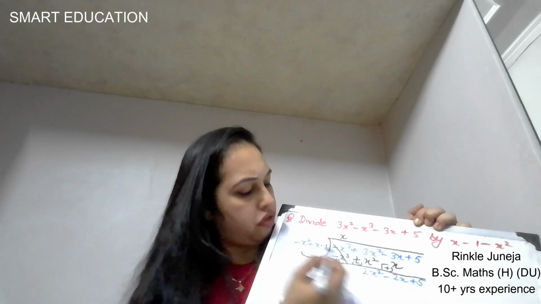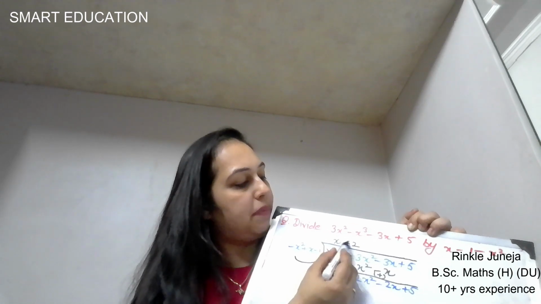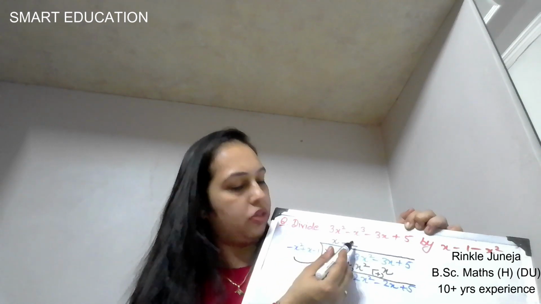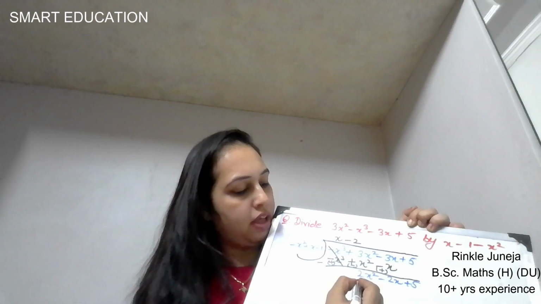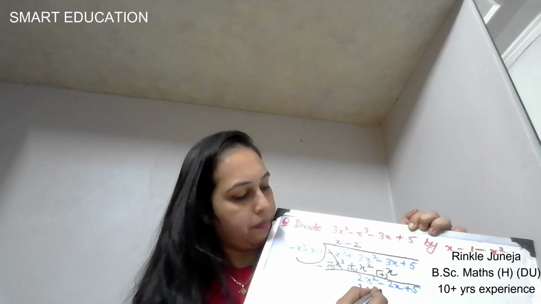Now we need to see what we should multiply with minus x square to get 2x square. Yes, we need to multiply with minus 2, क्योंकि यहाँ पे प्लस है तो हम ऊपर माइनस से मल्टीप्लाई करेंगे और यहाँ पे 2 है x स्क्वायर के साथ तो हम 2 से करेंगे. So minus 2 multiplied with minus x square will give you 2x square.